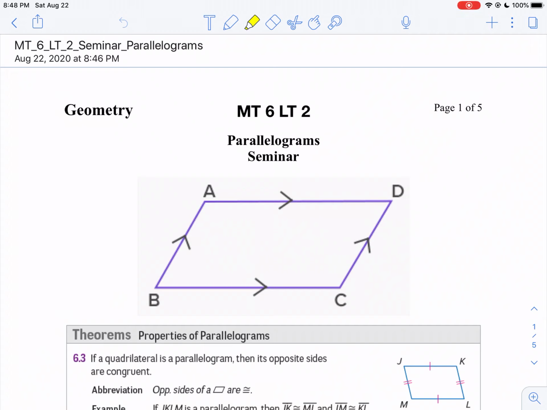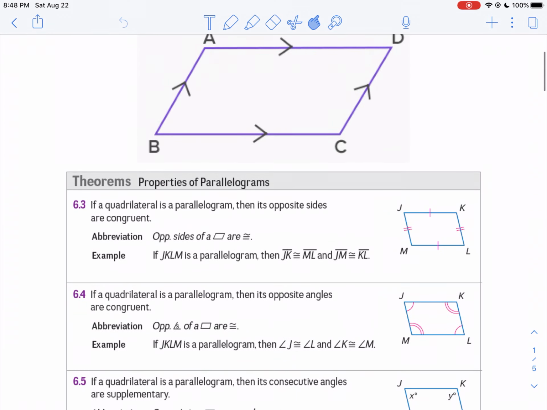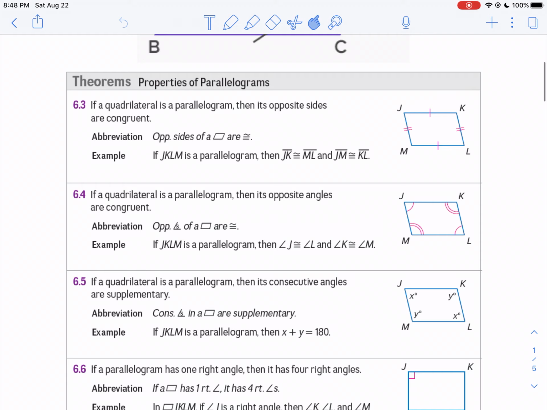Hello, in this lesson, I want you to recognize and apply properties of parallelograms. A parallelogram is a quadrilateral where both sets of opposite sides are parallel, kind of like the name implies. Now, if you know a shape is a parallelogram, there are some things that follow that we know because of that.